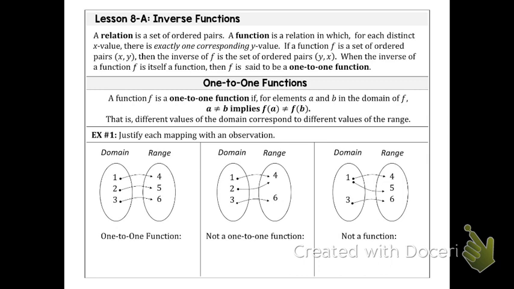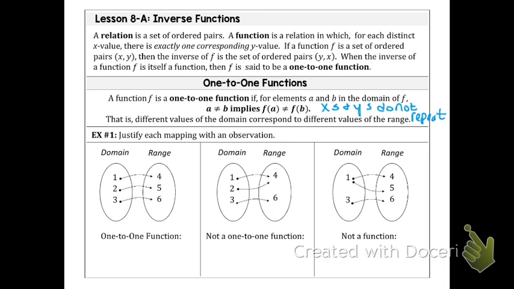All right, so one-to-one functions here. It says a function f is a one-to-one function if for elements a and b in the domain of f, a cannot equal b implies that f of a does not equal f of b. That is, different values of the domain correspond to different values of the range, which is what I just said, that no x's or y's are repeated. So remember, x can't repeat to be a function. X and y can't repeat to be a one-to-one function.